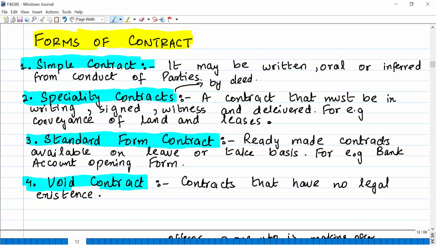Standard form contract: ready-made contracts available on a take-it-or-leave-it basis. For example, a bank account opening form. Some contracts are available ready-made. You just need to fulfill the requirements and the contract will be formed.